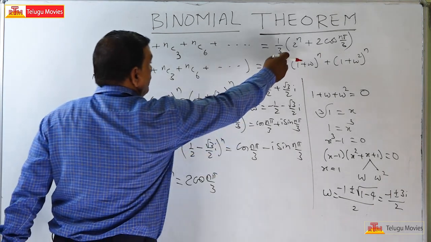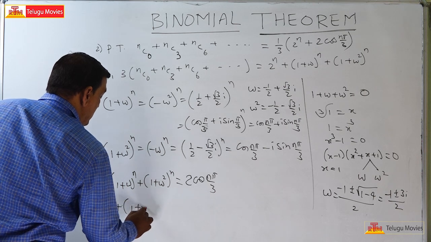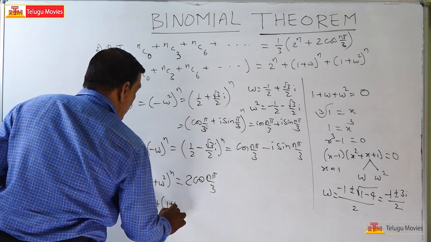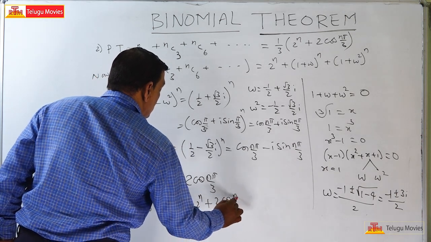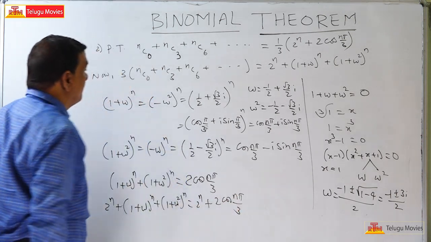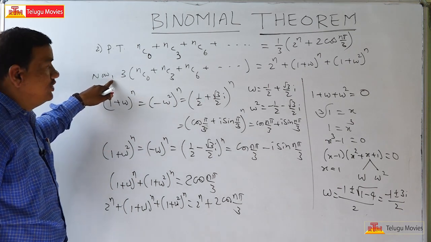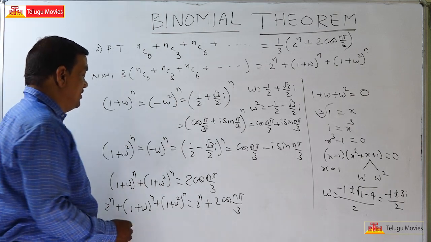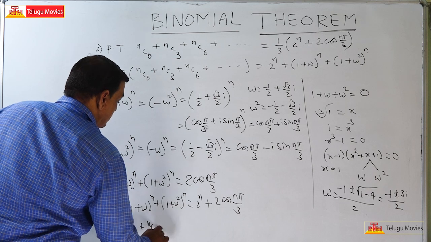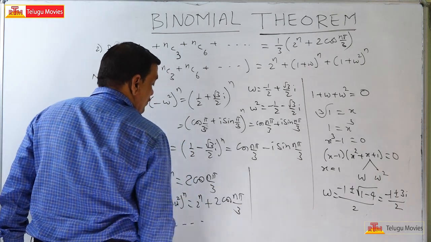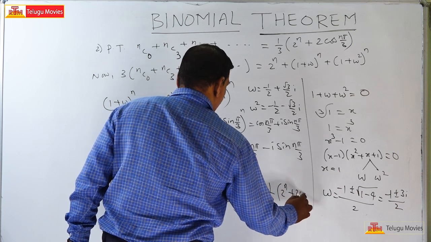So, total value, already, a 2 power n is there, no? Therefore, if you add, (1 plus omega) whole power n plus (1 plus omega square) whole power n is equal to 2 power n plus 2 times cos n pi by 3. This whole thing is equal to 3 times, okay? If you take 3 to that side, the conclusion, that is nC0 plus nC3 plus so on, you will get 1 by 3 times (2 power n plus 2 cos n pi by 3).